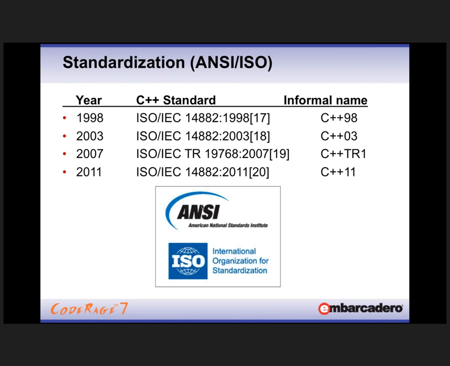So the four specs were: the first spec for C++ was published in 1998, and the long name is 14882:1998. The informal name is C++98. And in 2003, another spec was published. This was kind of a bug fix release. In 2007, a technical report was published, and this dealt primarily with standard libraries. And in 2011, of course, is the current specification, whose informal name is C++11.